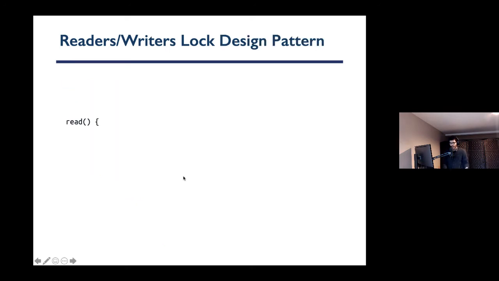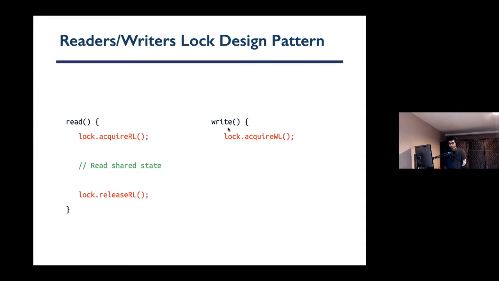Now here's the pattern of using this. If you are a reader thread, you want to lock, acquire as a reader, then read the shared data, and then unlock, so basically lock release. If you are a writer, you want to acquire the lock as a writer, then you access the shared data, and then you unlock. This is basically what we want to implement, and we want our lock to be used this way.